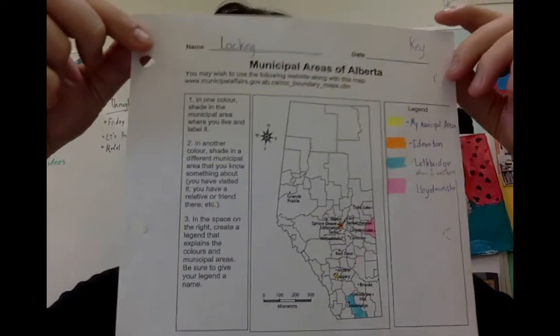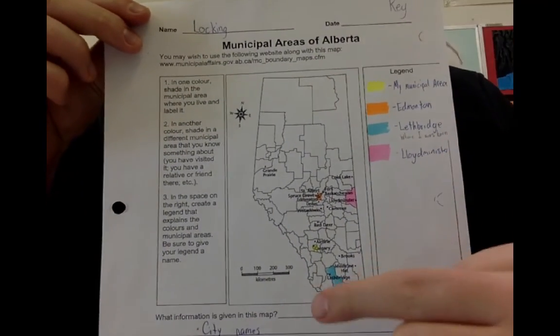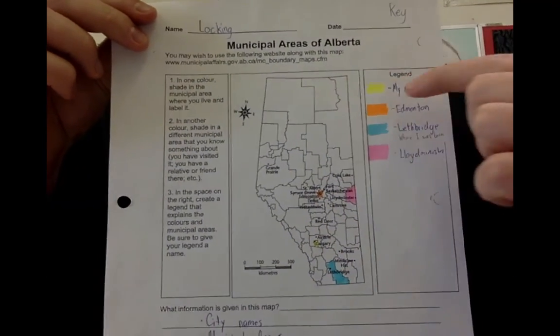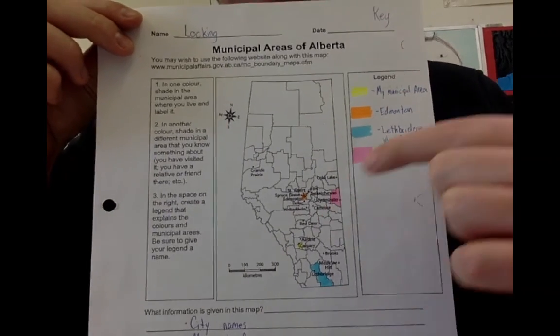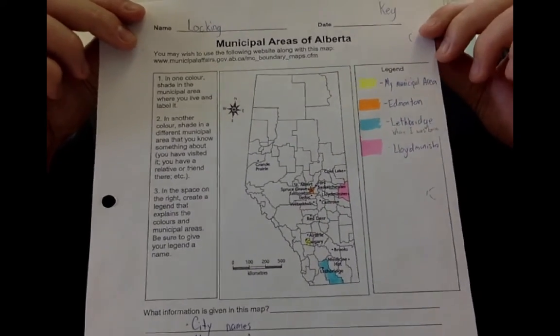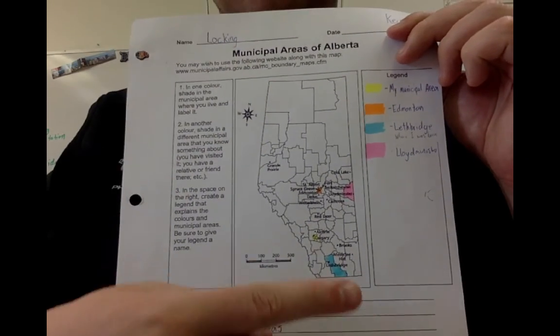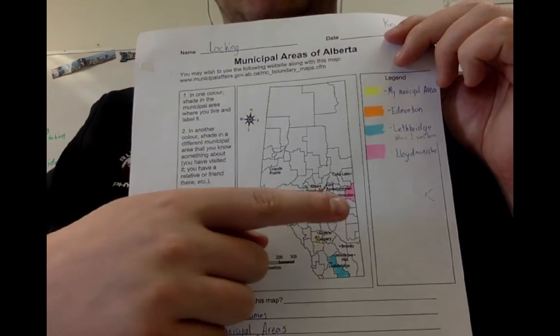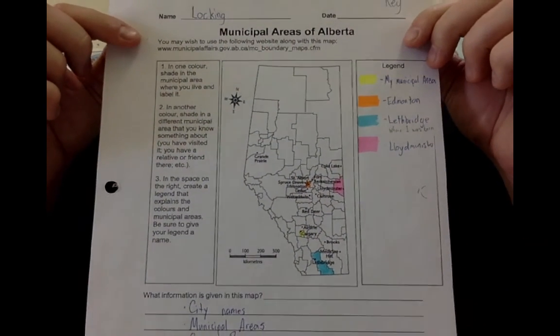Here is my exemplar. You can see that I have colored in Calgary yellow. That's my municipal area. I've also colored in Edmonton. I've been there many times, and I lived there when I was younger. I colored in Lethbridge. That's where I was born. As well as Lloydminster, where I went to coach a lacrosse practice.